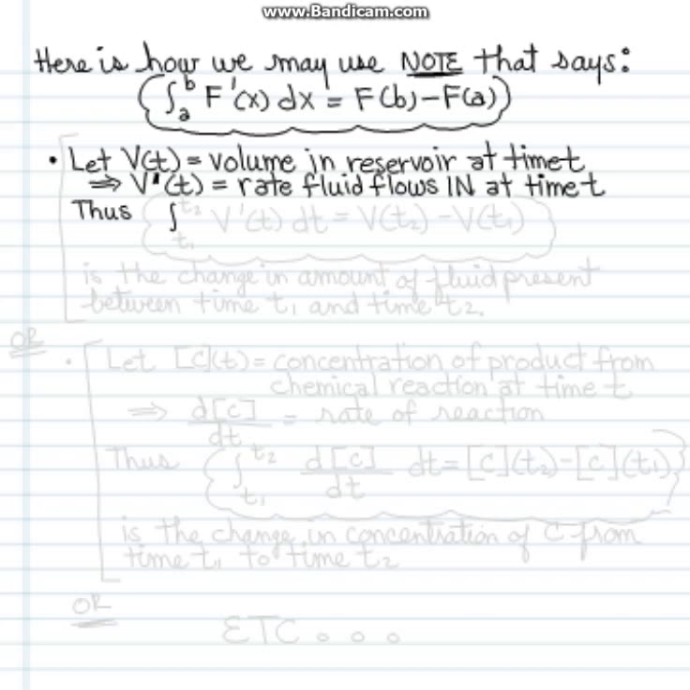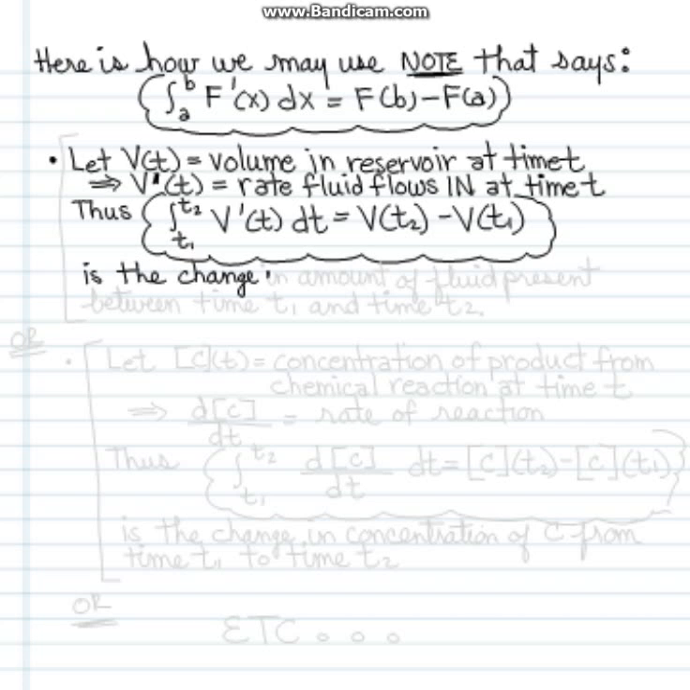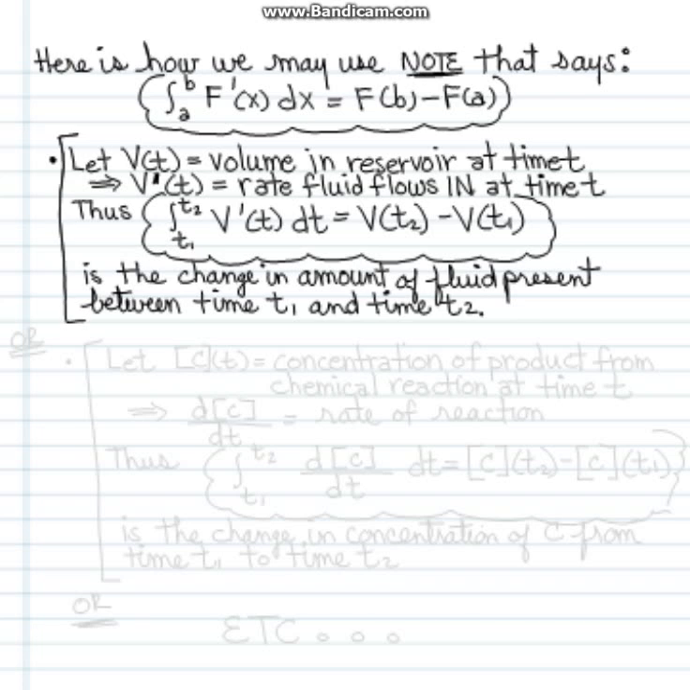Thus, the integral from the lower limit time t sub 1 to the upper limit t sub 2 of V prime of t dt would be equal to V of t2 minus V of t1. What is that? That's the change in the amount of fluid, the change in the amount of water present between the time from t1 to time t2. So you see, if you have a volume problem, then the integral of V prime is the change in the amount of fluid.